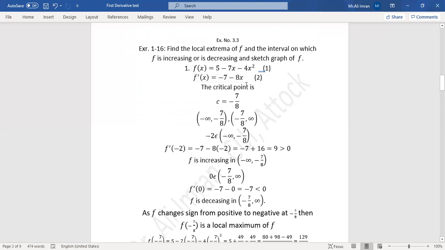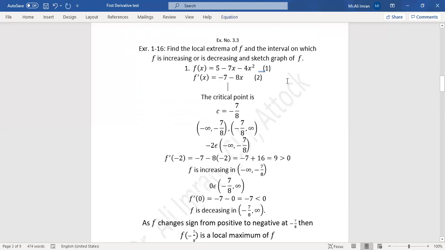Critical points are found by putting f prime of c equal to 0. In the derivative, we put x equal to c, and f prime of c is equal to 0. In this way, we find the value of c equal to minus 7 by 8. With the help of this critical number, we will find the intervals: minus infinity to minus 7 by 8, and minus 7 by 8 to infinity.